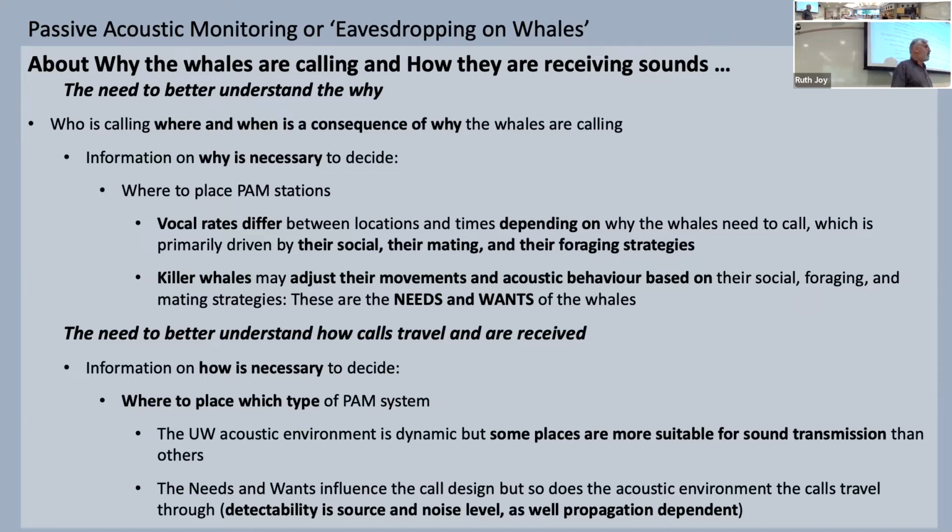Okay, I have to be in contact with somebody. I have to find a mate. I have to socialize. I have to cooperate. All those things are quite important, and we need to address them to determine where we want to put passive acoustic monitoring stations in an area.